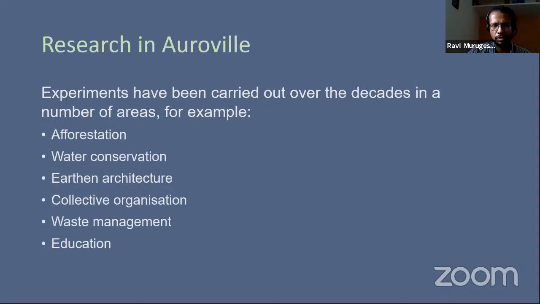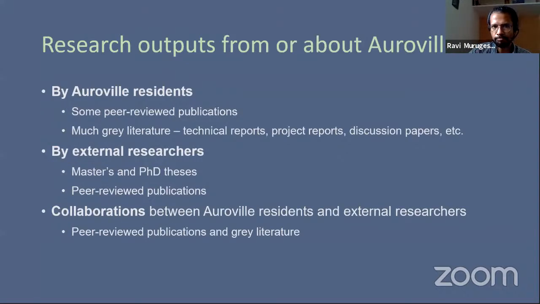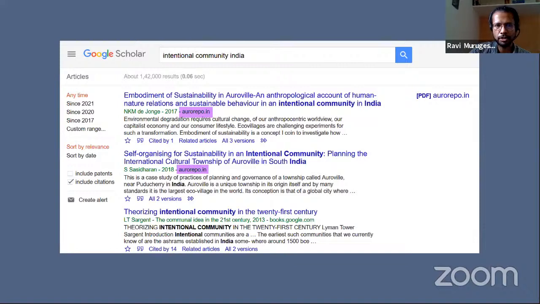There's been a fair amount of research in Auroville, but maybe a better word is experiments in a number of areas. Forestation, for example: this used to be quite a barren plateau, and it's now quite a green place. There's been a lot of work and some publications have happened along the way, some peer reviewed, but a lot of gray literature, technical reports, project reports, and so on. And Auroville is quite a popular site for external researchers, particularly masters and PhD students. So there are a good number of theses and some peer-reviewed publications. There are collaborations going on between Auroville residents and external researchers and universities, both in India and abroad. So just to show you, that shows up in Google Scholar now, which is good.